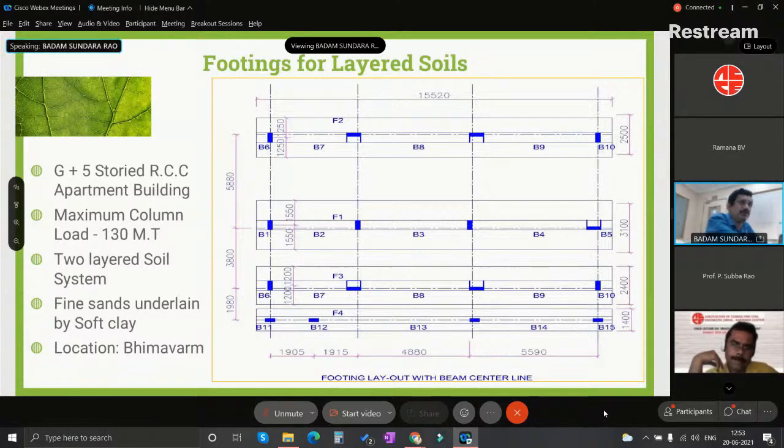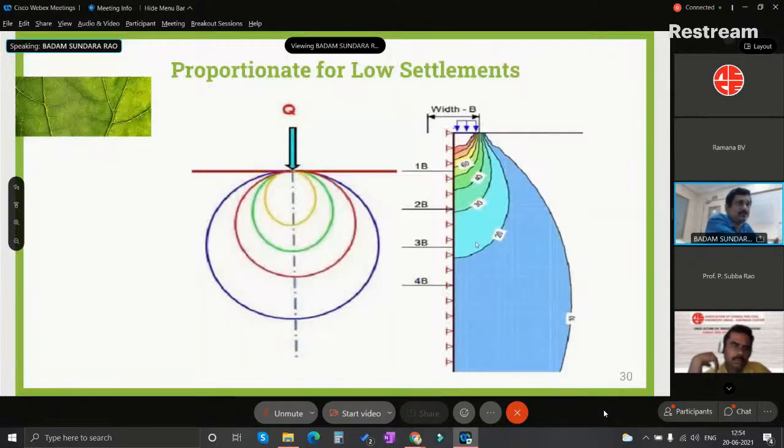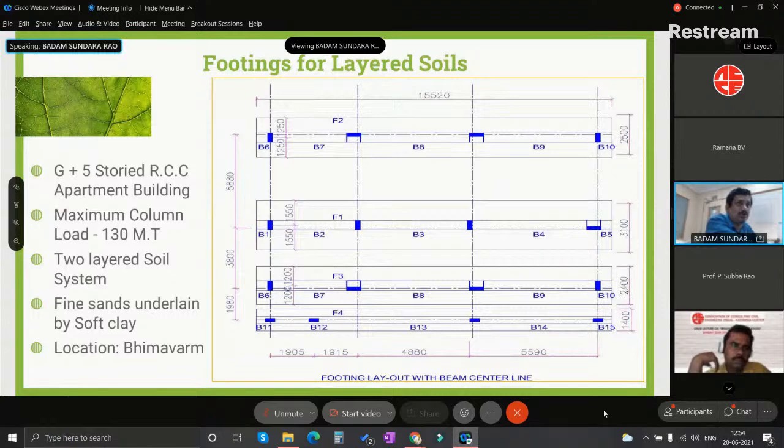For that, instead of adopting individual isolated footings, we adopted strip footings such that the width of the footing is not much. That is, we connected them like strip footings of 1.5 meters, 2 meters, maximum 3.4 meters.